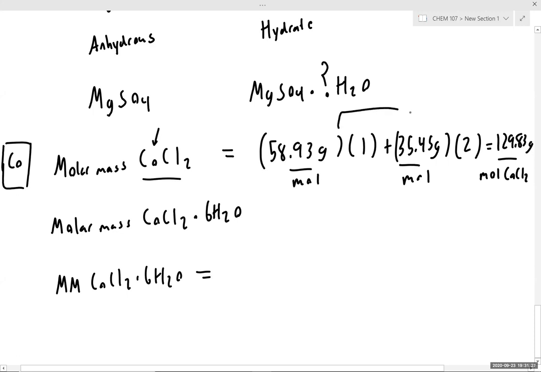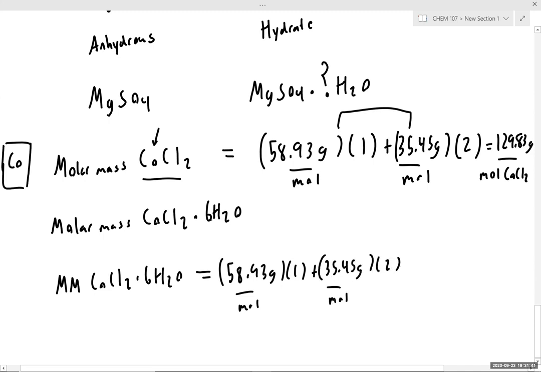So the anhydrous portion is going to be exactly the same. We still have our cobalt. We still have our chlorine. Now looking at these 6 waters, how many hydrogen and oxygen atoms do we have in our 6 water molecules? 12 hydrogen. Yep, we have 12 hydrogens. 6 times 2 gives us 12, and 6 oxygens because 1 times 6.